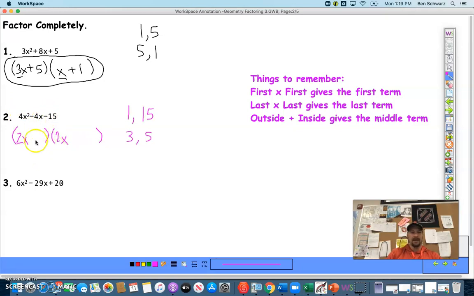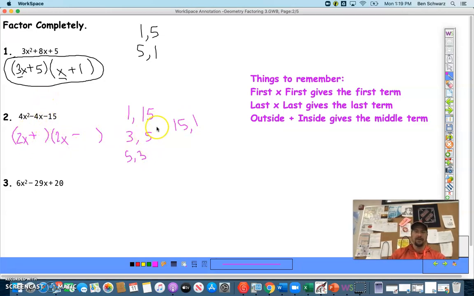So I got a negative here, so I have to have one be a positive and one be a negative. Now I look at my options: 3, 5, 1, 15. I could also do 5, 3, 15, and 1. Either way I do it, my inside and my outside need to get me negative 4. So I don't think the 15 and 1 is going to work, so let's start with the 3s and 5s.